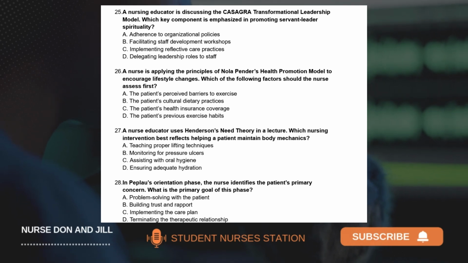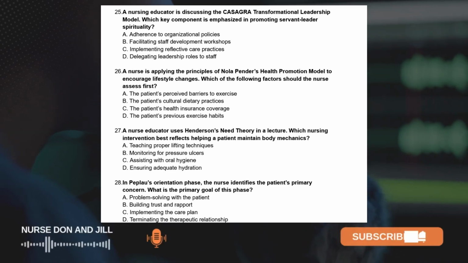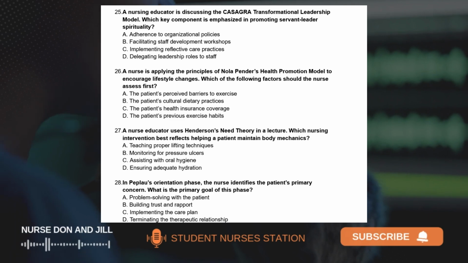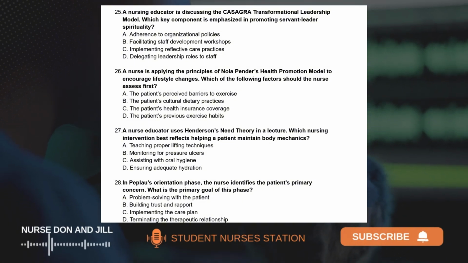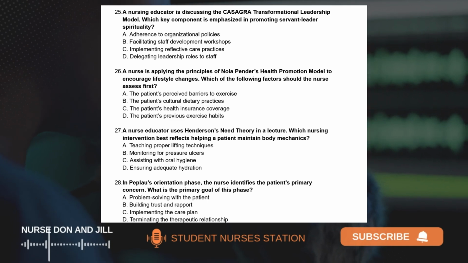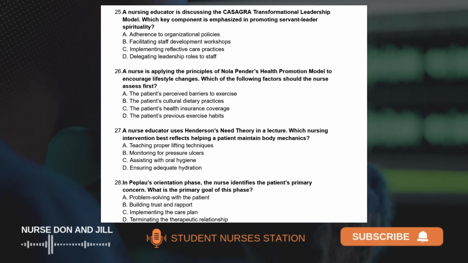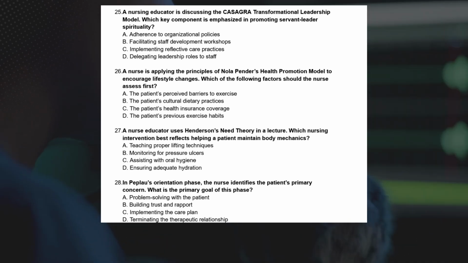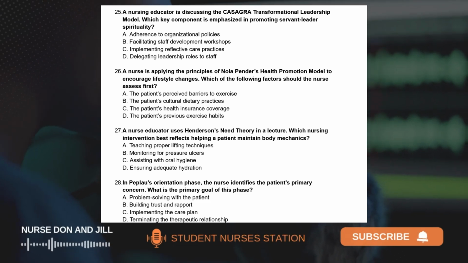Okay, question 26. A nurse is applying the principles of Nola Pender's health promotion model to encourage lifestyle changes. Which of the following factors should the nurse assess first? Now, Pender's model is all about understanding the things that make someone more or less likely to make healthy choices. Yeah, it's a really comprehensive model that looks at a lot of different things. It does. But if we're talking about the first step, I think the nurse needs to understand what the patient thinks. So I'm going to go with A, the patient's perceived barriers to exercise.